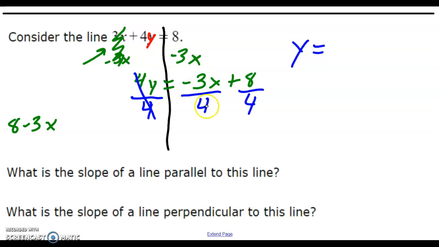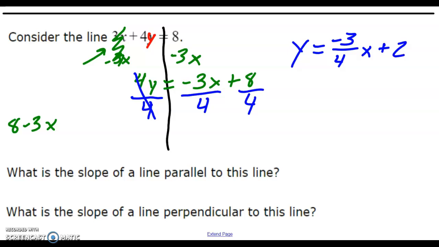Negative 3 over 4x. So negative 3 over 4 can't be simplified or changed at all. That's just going to be your term in front of x, and that's perfect. And then that 8 over 4 is going to simplify to 2, which doesn't really matter for what we're doing, but you get a plus 2. So we got a nice equation here.